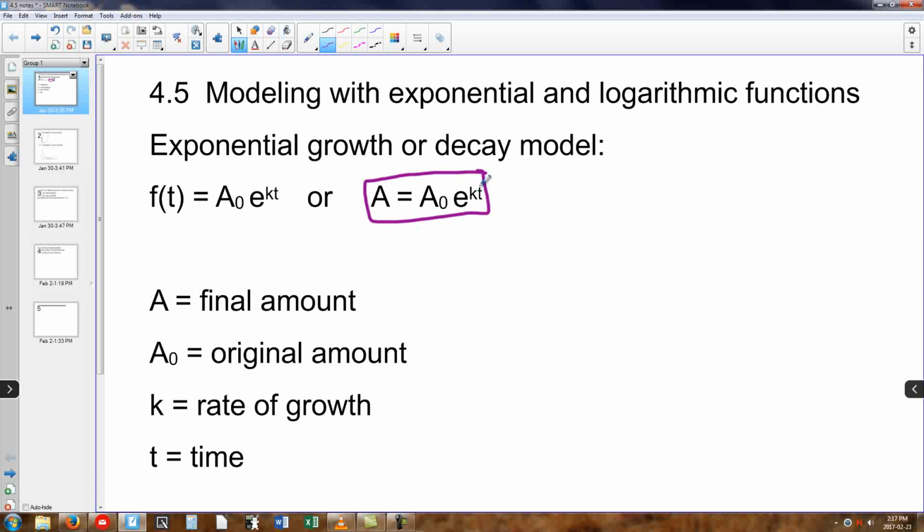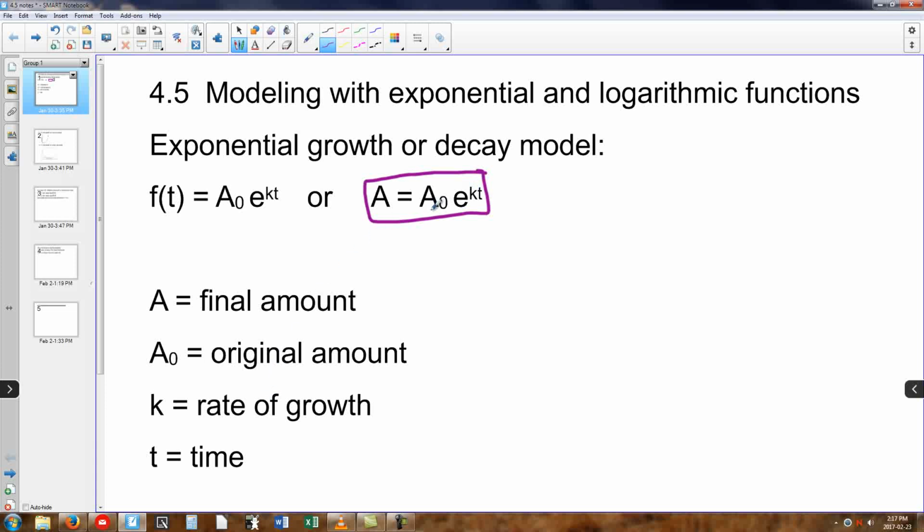k is not specifically a direct rate of growth. It's on its exponential scale with e. So we're thinking like if it's positive, we know it'll be going up. If it's negative, we know it'll be decaying. But it won't be exactly a percent, but it is a rate of growth.